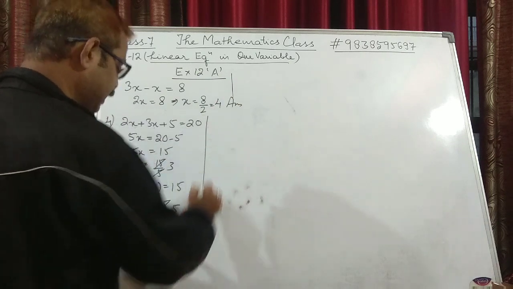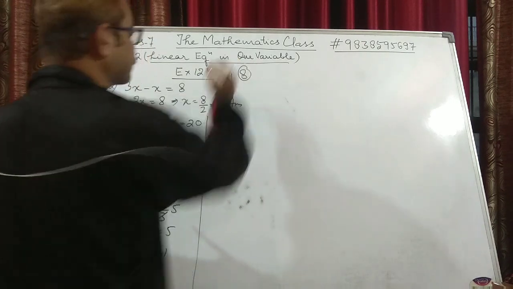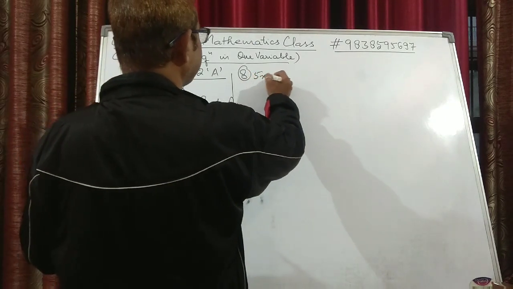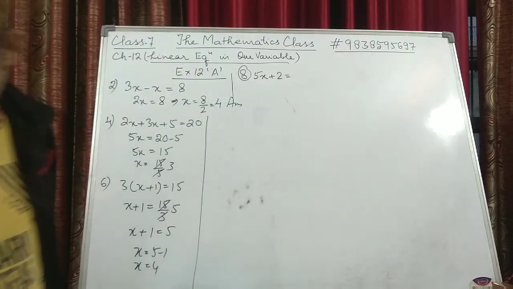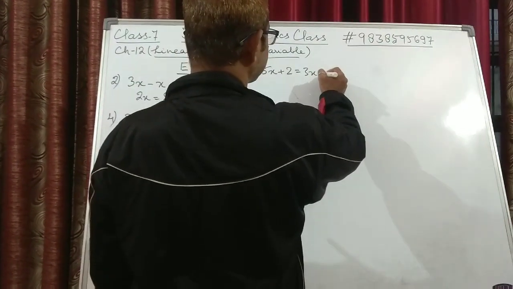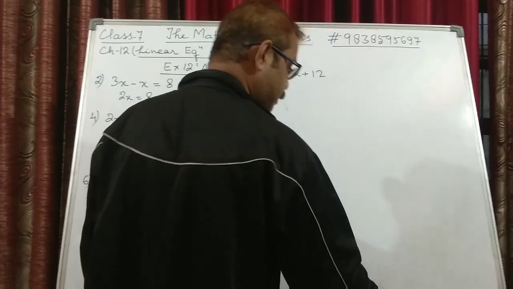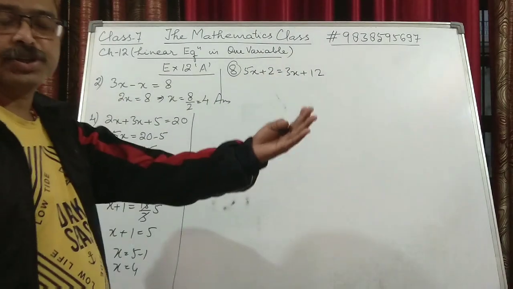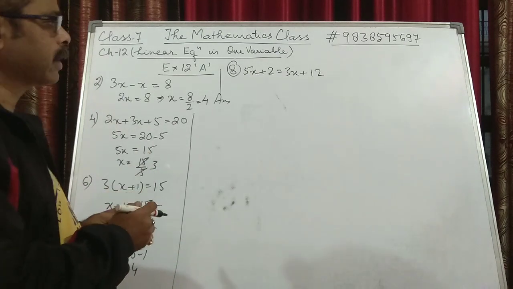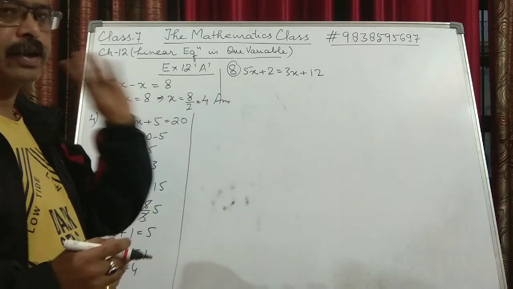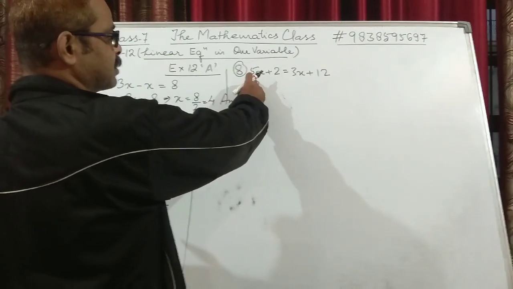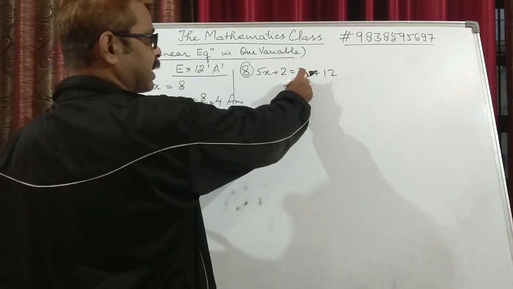Now next, question number 8. What is question number 8? 5x plus 2 is equal to 3x plus 12. The basic thing that you need to remember is that to solve any linear equation in one variable, all the variable terms need to be on one side of the equal to, either the left hand side or the right hand side, and all the constant terms need to be on the other side. Now in this you can see one variable term is on the left hand side of the equal to, and the other is on the right hand side.